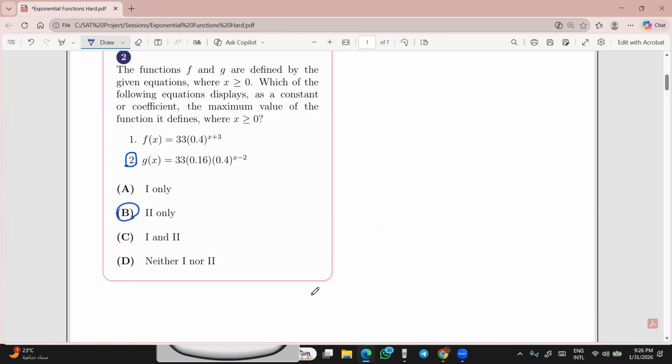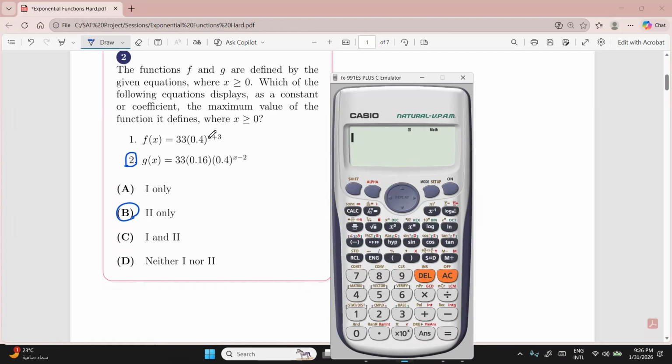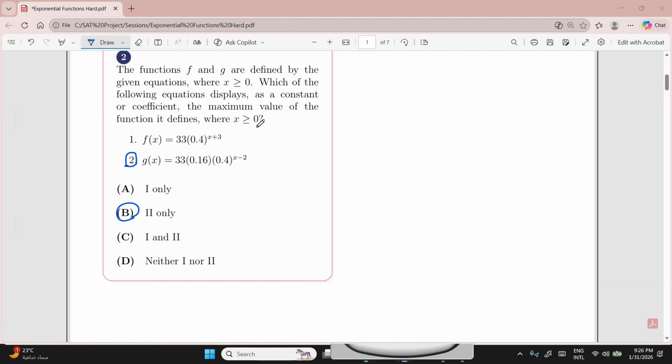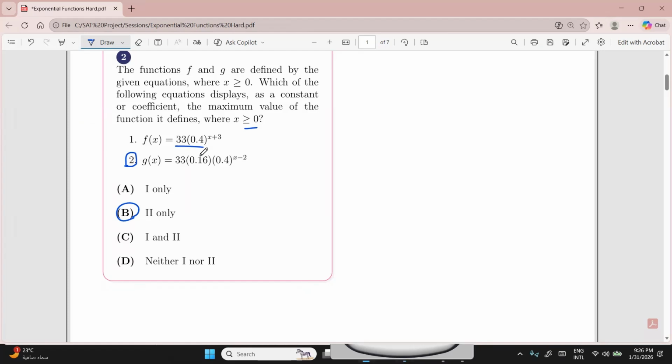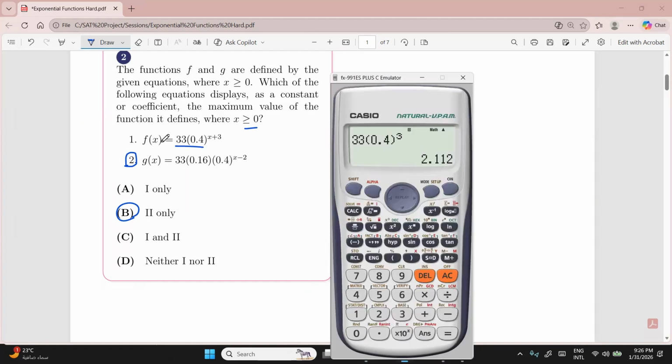You can also use the standard calculator to substitute, and instead of x, write 0 in both of them. So here we can say 33, and then 0.4. The exponent is 0 plus 3, which is 3. You can just write 3, and the answer here is not inside the equation. So I mean, this is not correct.